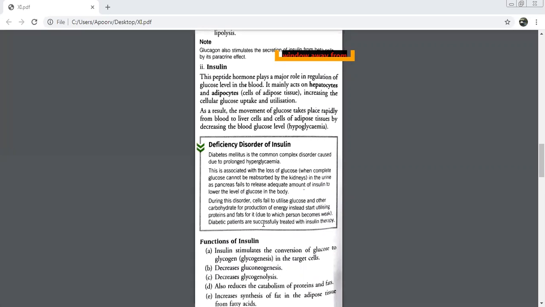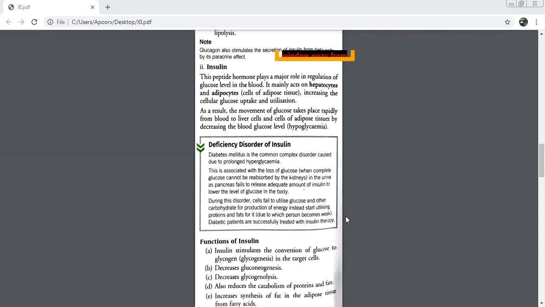See, two things will happen. One side, the person is going to become weak. Why is the person becoming weak? Because the fats and proteins are being used for producing energy. And second reason, the amount of glucose is going to rise in the blood. Diabetic patients are successfully treated with insulin therapy. We can easily treat them by giving them artificial injections of insulin.